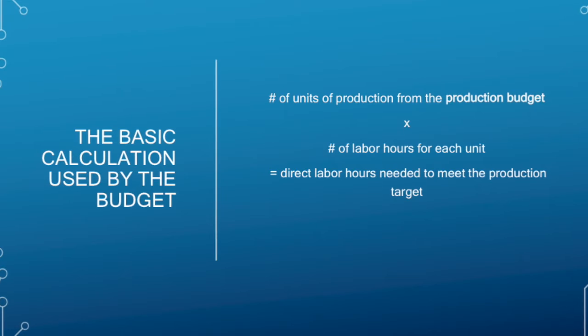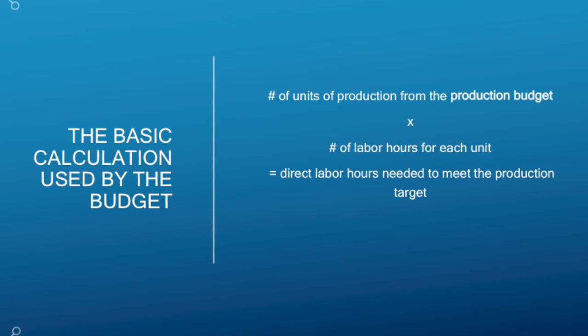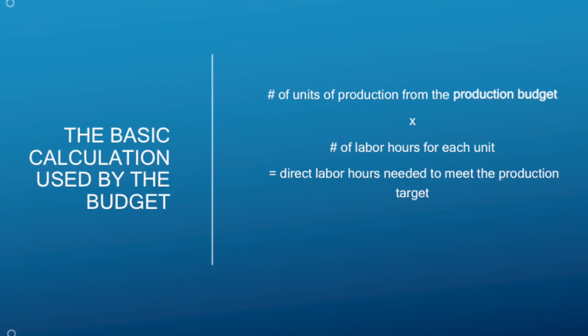This yields a subtotal of the direct labor hours needed to meet the production target. Management multiplies the total number of direct labor hours by the fully burdened direct labor cost per hour to arrive at the total cost estimate of direct labor.